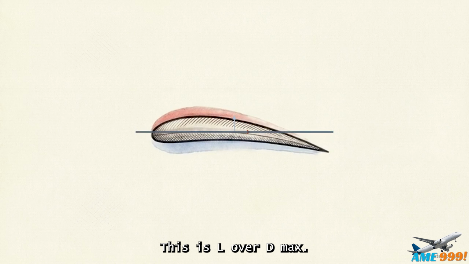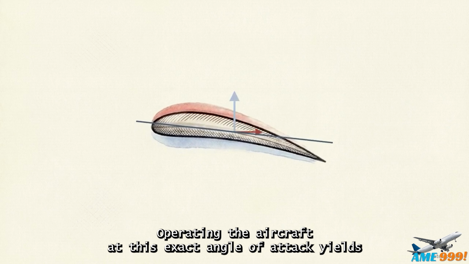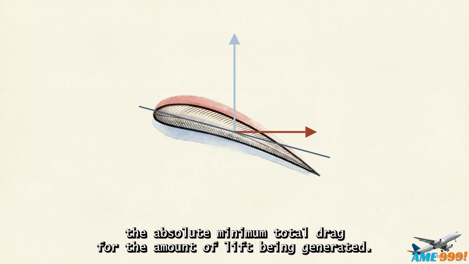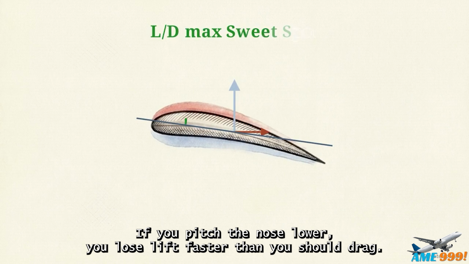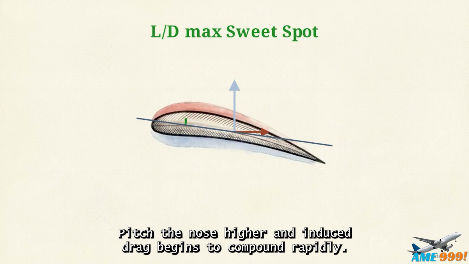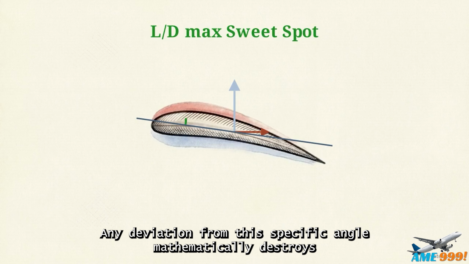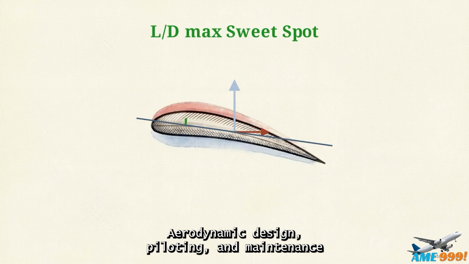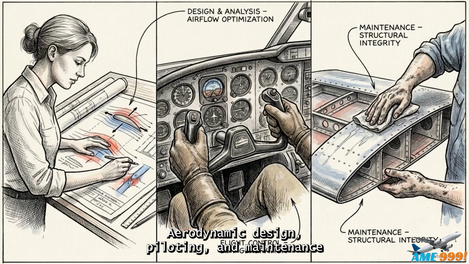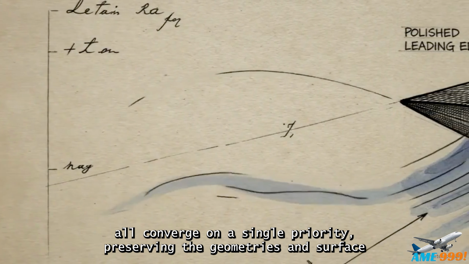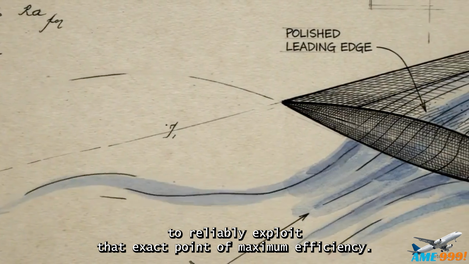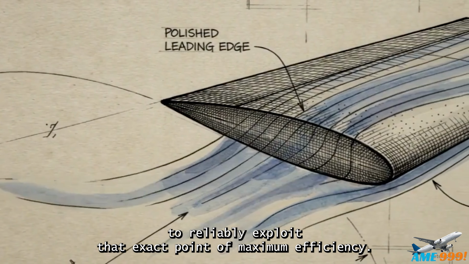This is L/D max. Operating the aircraft at this exact angle of attack yields the absolute minimum total drag for the amount of lift being generated. If you pitch the nose lower, you lose lift faster than you shed drag. Pitch the nose higher, and induced drag begins to compound rapidly. Any deviation from this specific angle mathematically destroys the aircraft's efficiency. Aerodynamic design, piloting, and maintenance all converge on a single priority: preserving the geometries and surface conditions that allow the aircraft to reliably exploit that exact point of maximum efficiency.